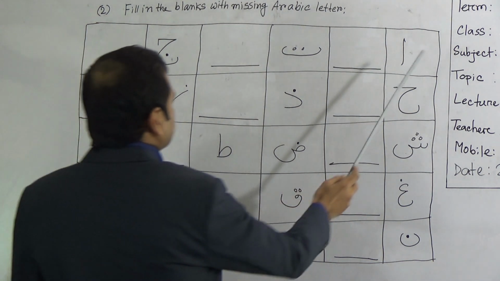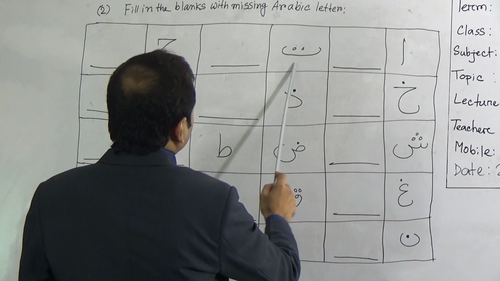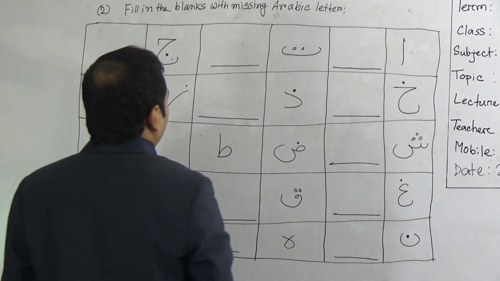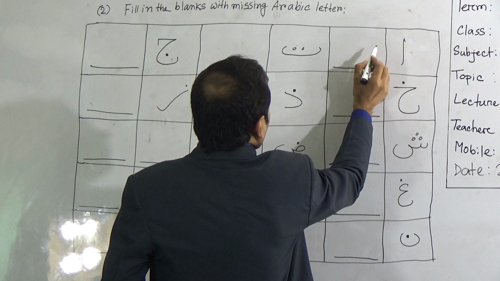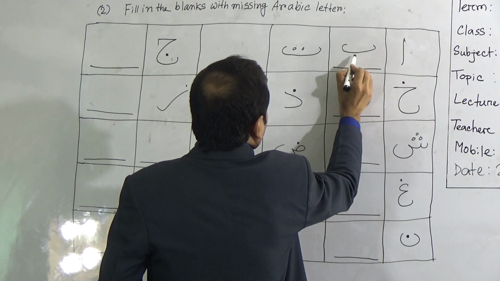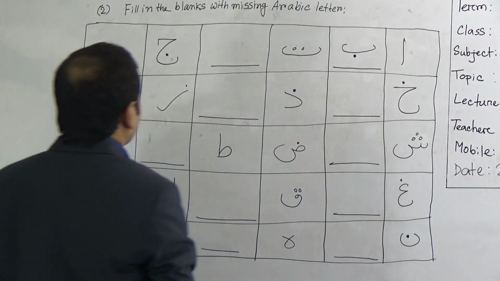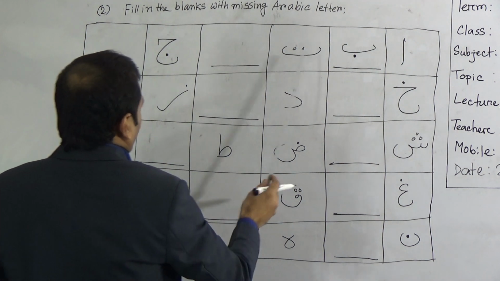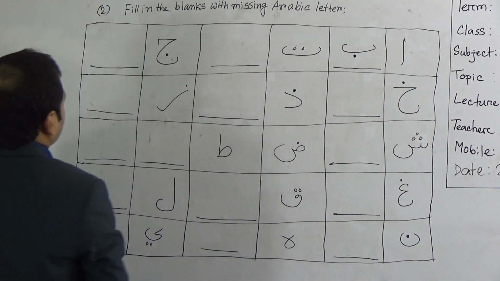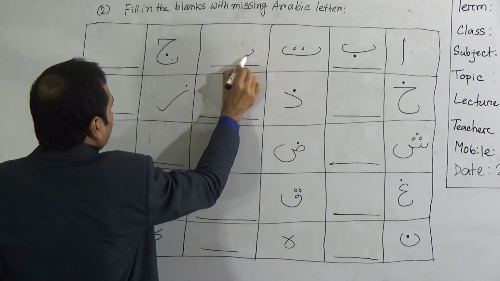The first one is given alif and the third one is ta. So between alif and ta it will be ba. So we will write ba. So this is the answer of the FB. Now ta is given. So after ta, tha comes. So here we will write sa.